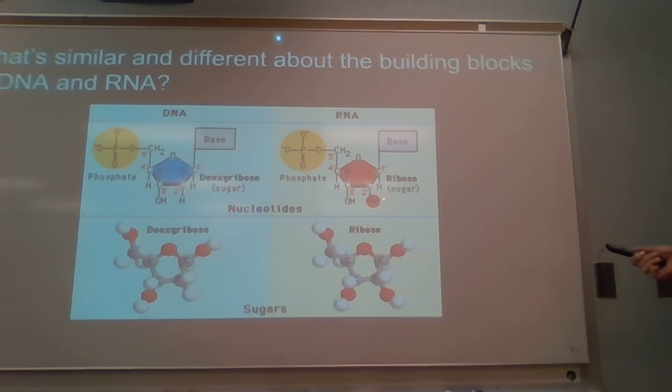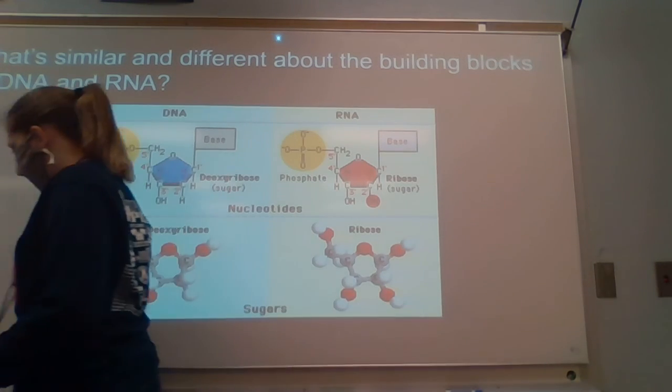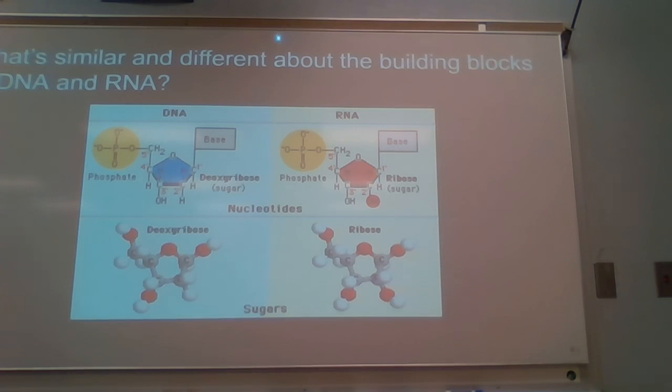There's an extra oxygen in the ribose that's not there in the DNA that makes it structured just a little bit different. So both are made up of nucleotides: sugar, phosphate, base. But DNA has deoxyribose as the sugar, and RNA has ribose. That's where the difference in the name comes in.